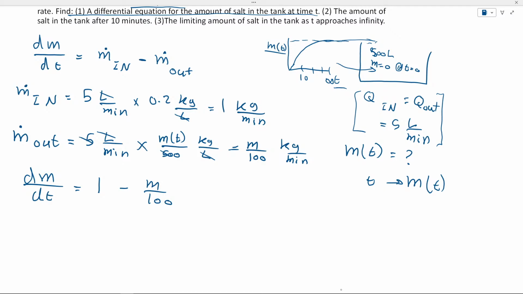So how to do this? We know how to do this. We just integrate this guy. And we know how to integrate a differential equation. We know how to solve this differential equation.